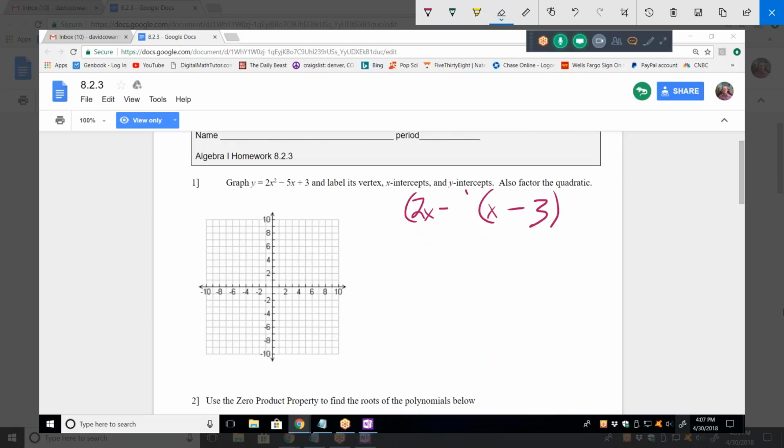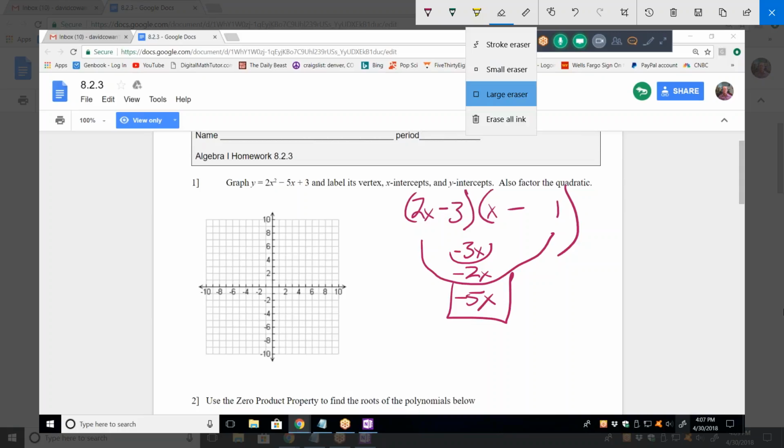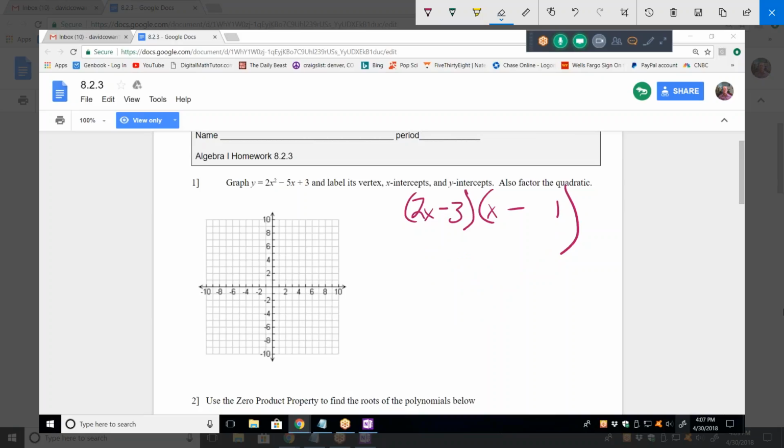Well, there's only one other choice, and that's if I put the 3 on the left and the 1 on the right. Now, what does that give you for a middle term? That gives you negative 5x. Correct. Negative 3x and negative 2x add to negative 5x. That's the correct way to do it. So we are able to factor it. Those are the two factors, and that actually gives us the x-intercepts.